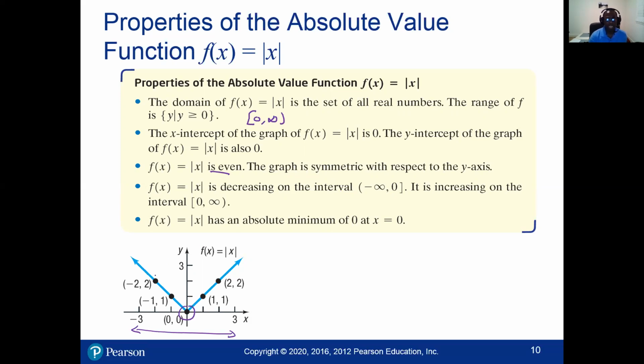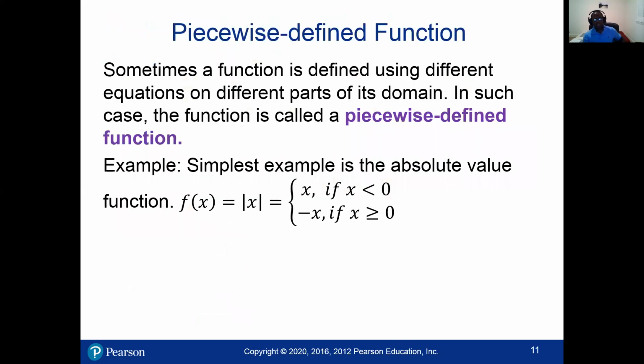And then is it increasing or decreasing? Well, it decreases as you go from negative infinity to 0, and then increases from 0 to positive infinity. So that is why we have this portion. Now this value here is the absolute minimum. So the absolute minimum value is 0 at x equal to 0.